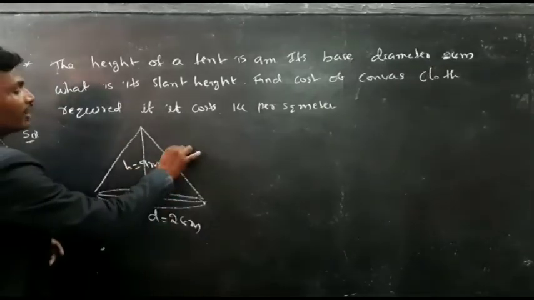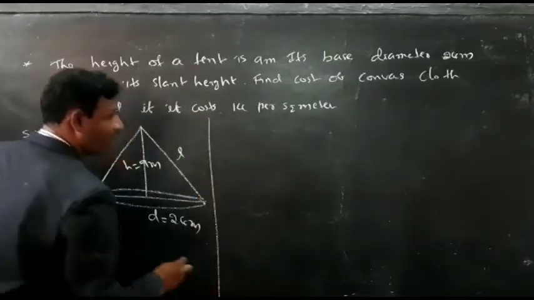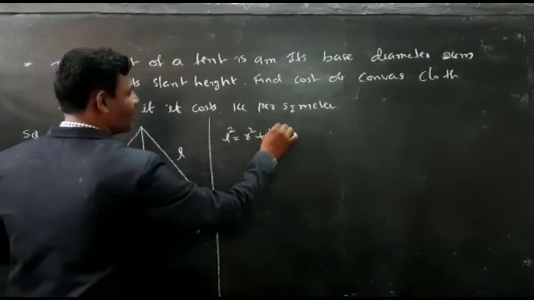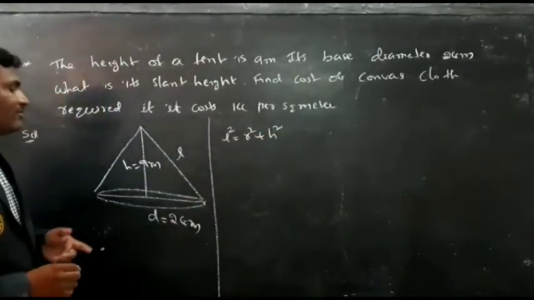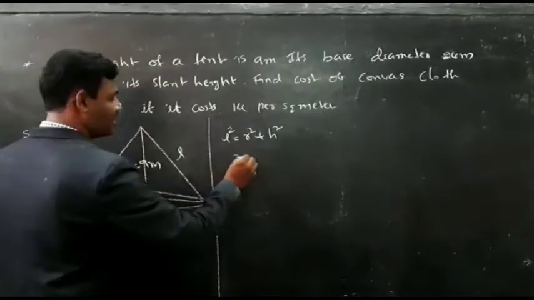Here I don't know the length of the slant height. So what can we write here? To find the slant height, L square is equal to R square plus H square. What is the value of the slant height here? I don't know the value of slant height. But what is the base radius?